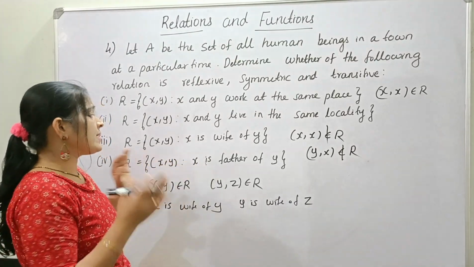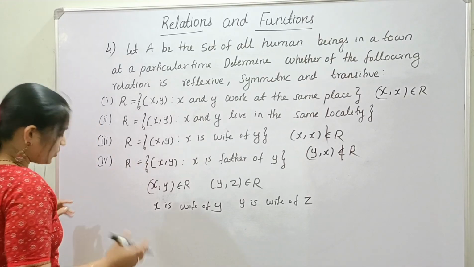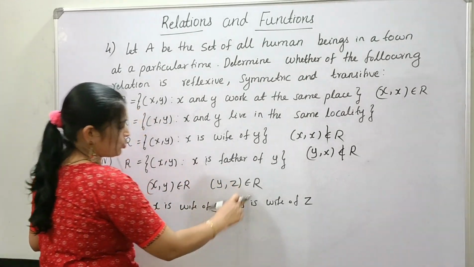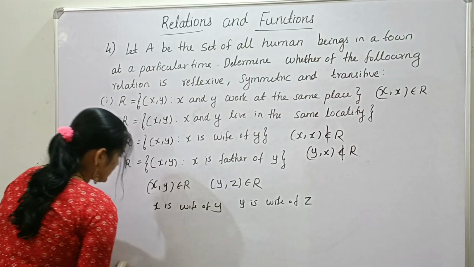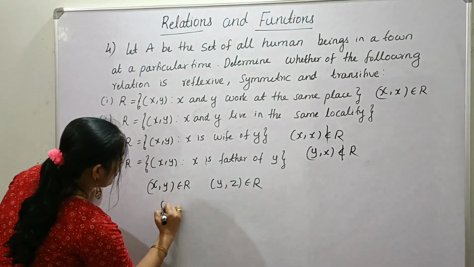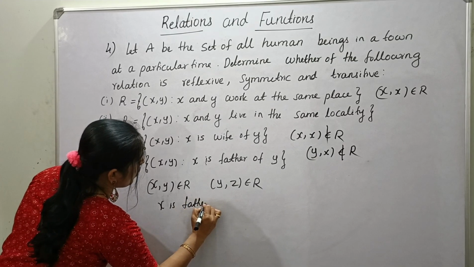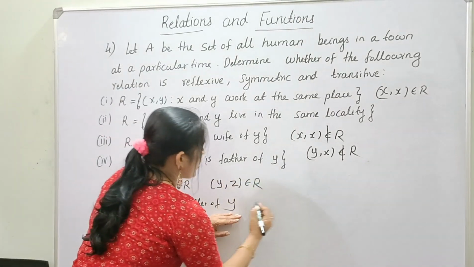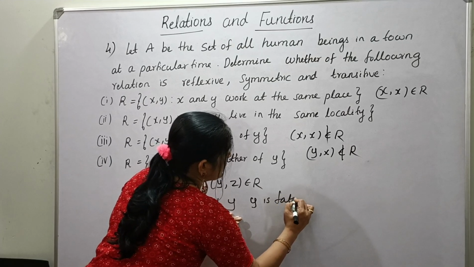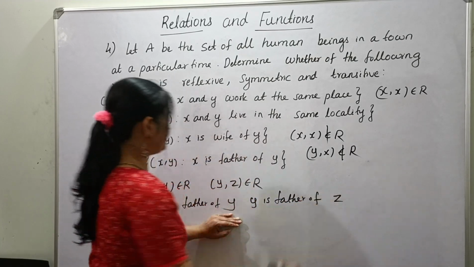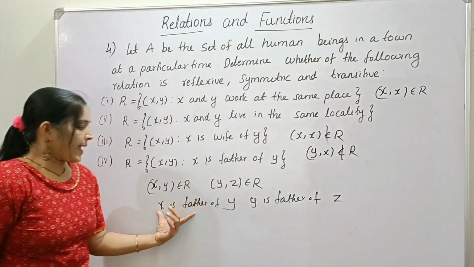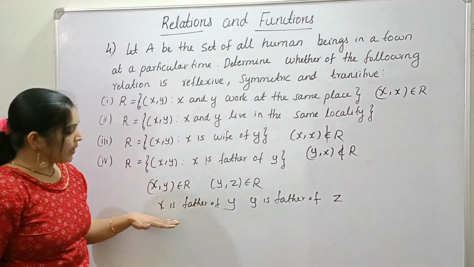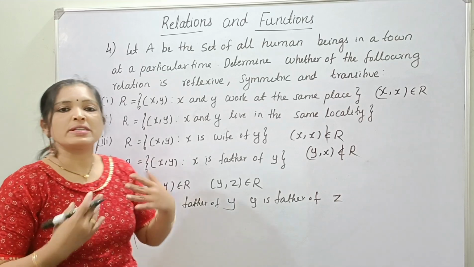And what about the transitive? See, X is the father of Y. Here also we will take two elements from R: XY belongs to R and YZ belongs to R. XY belongs to R means X is father of Y. And YZ belongs to R means Y is father of Z. X is father of Y and Y is father of Z. So here can we say X is father of Z?